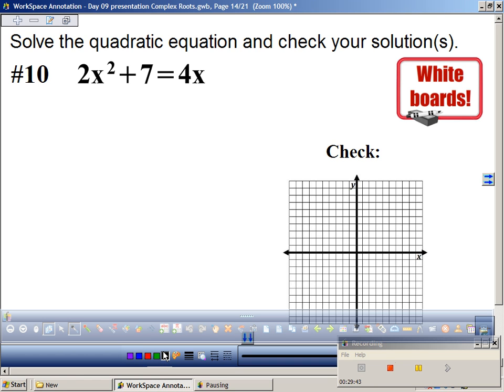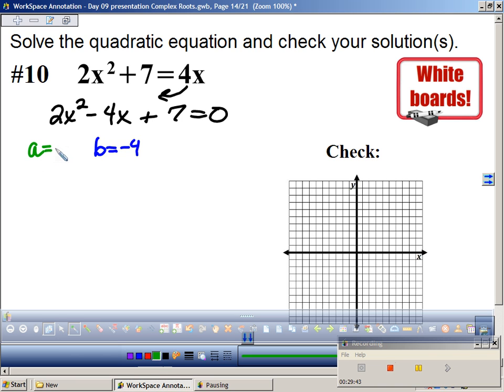Okay. Are we ready? So first I need to put it in standard form. So I have 2x squared minus 4x, because I've got to move that 4 over, plus 7 equals 0. Now we're ready to go. My b is negative 4. My a is 2. And my c is 7.